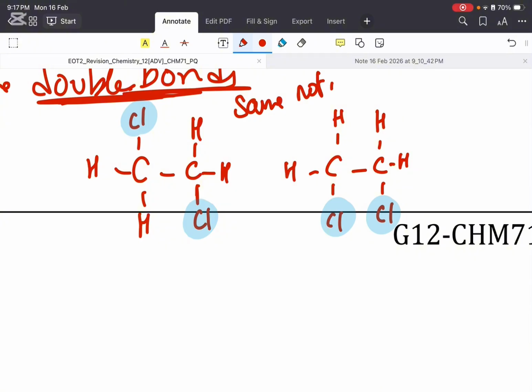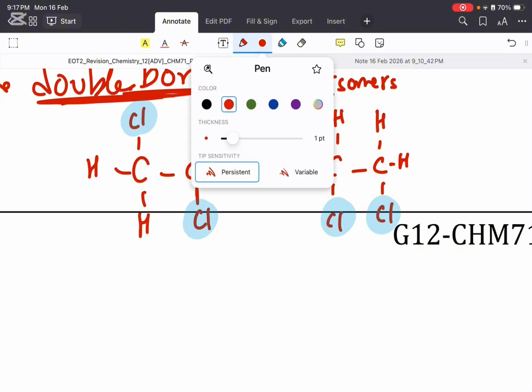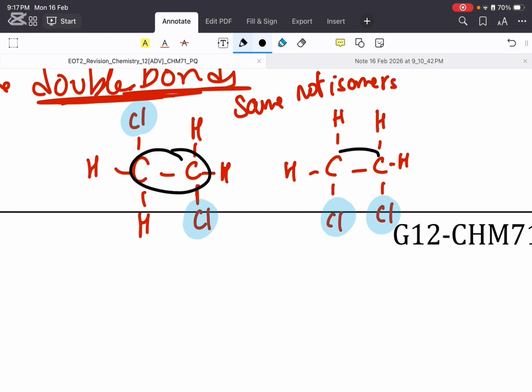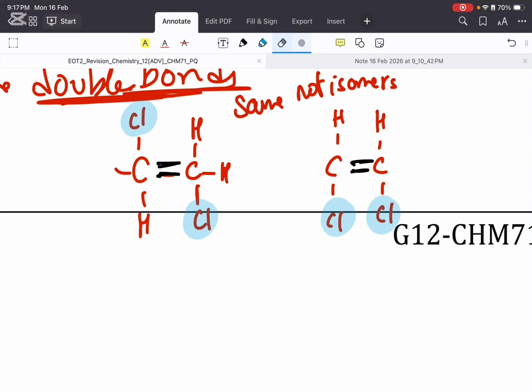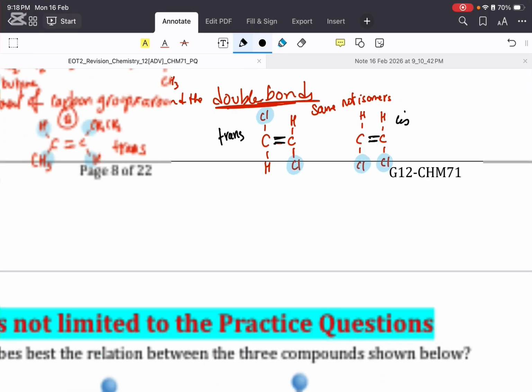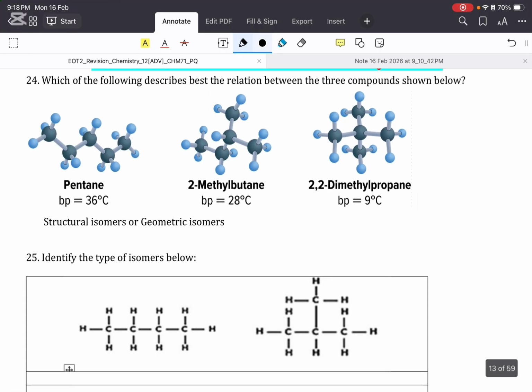These are not isomers. Why? Because there is no double bond over here. There's no double bond here. To have them as geometric isomers, you need to have a double bond. And in this case, one hydrogen has to go like that. These are geometric isomers, trans and cis. You will see more examples as I move on in this revision sheet.